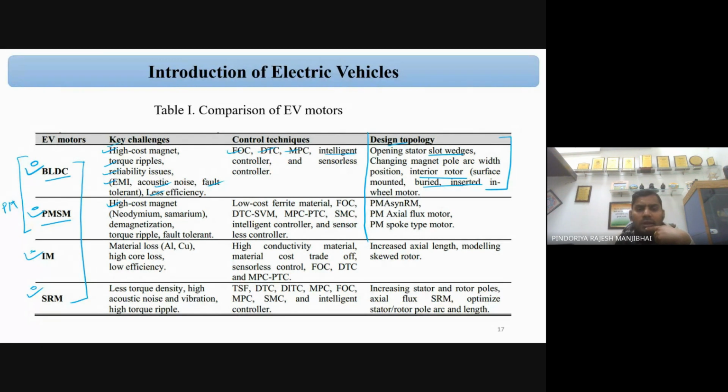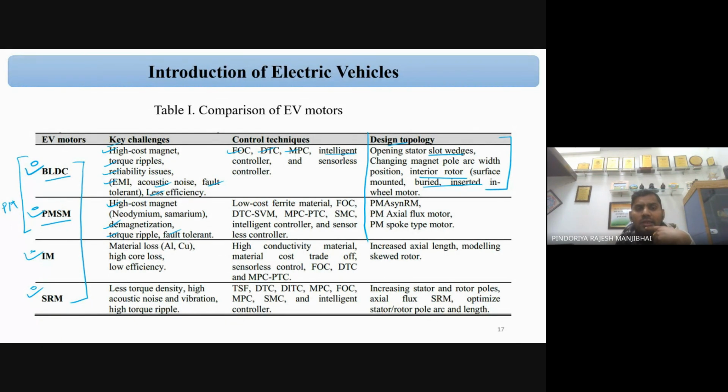Correct. Now, what about PMSM? PMSM has a higher cost of magnet, because the cost of the magnet is very high. Demagnetization is a key challenge. Torque ripple, fault tolerance. So as I said, BLDC and PMSM are basically the same motor, with only a minor difference, that is the back EMF.